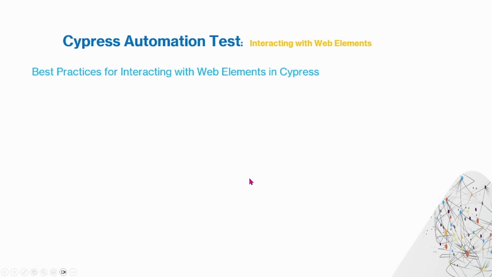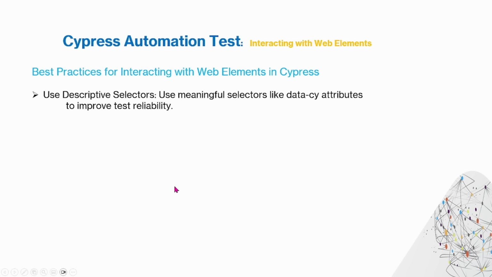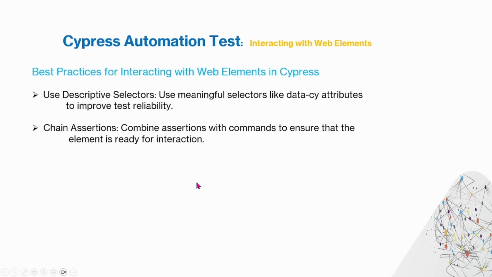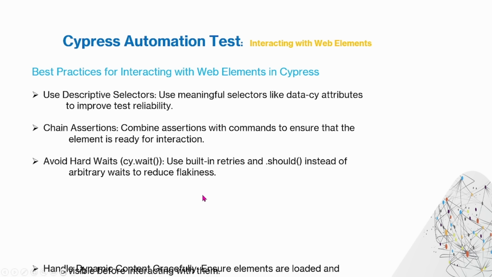So, best practices for interacting with web elements in Cypress. You should use descriptive selectors, using meaningful selectors like static data-cy attributes to improve test reliability. You should combine assertions with commands to ensure that the element is ready for interaction. And you should also avoid hard waits. Use built-in retries and should instead of arbitrary waits to reduce flakiness.